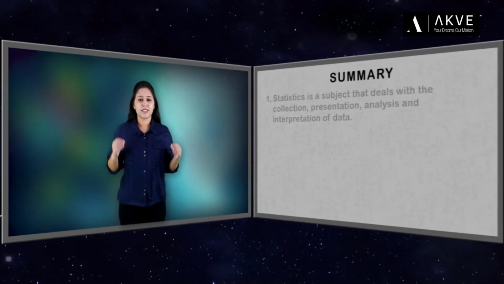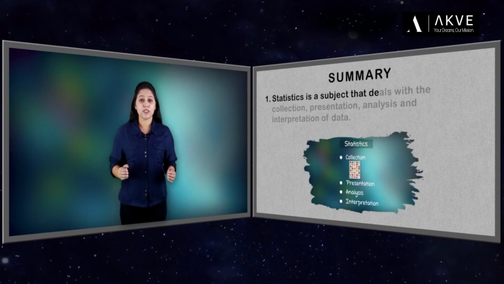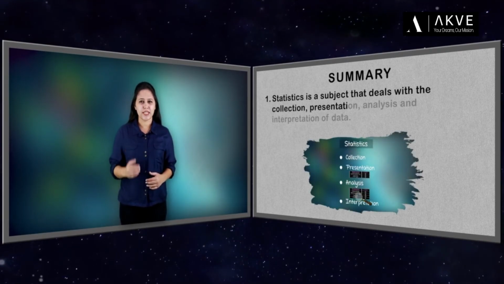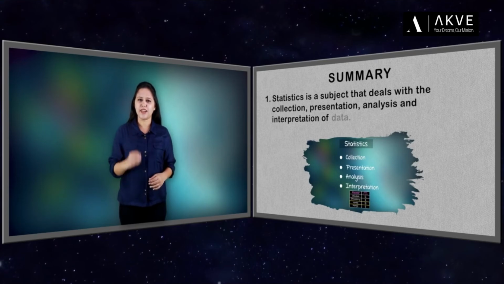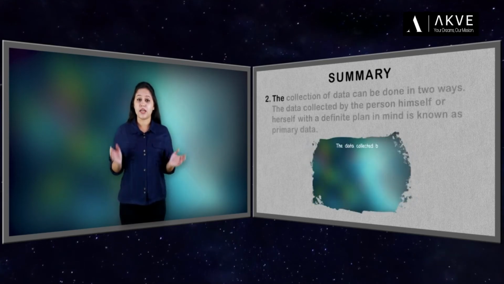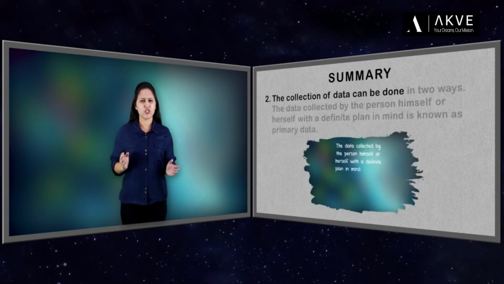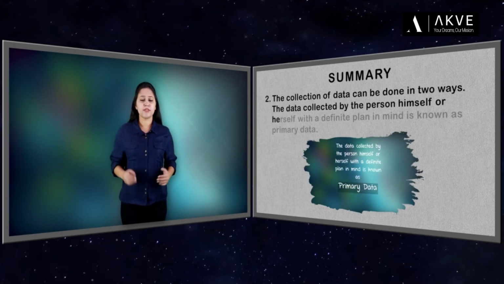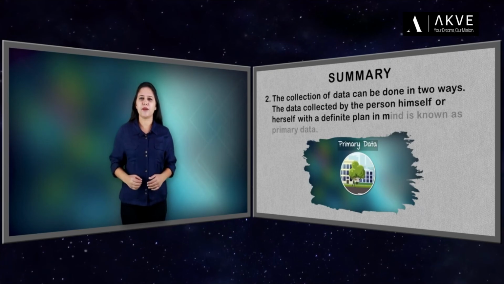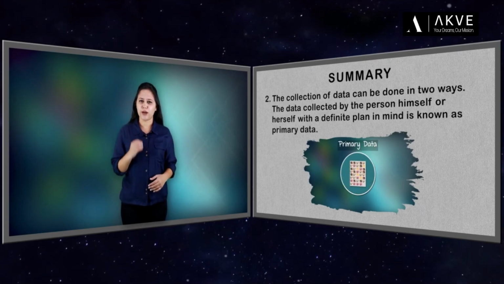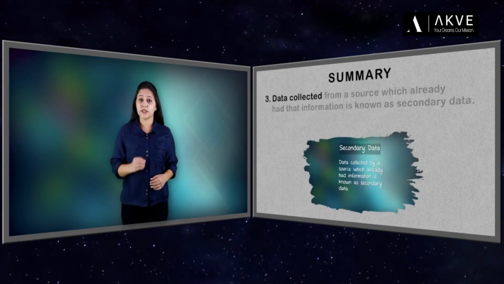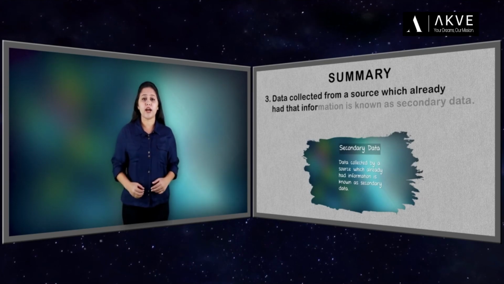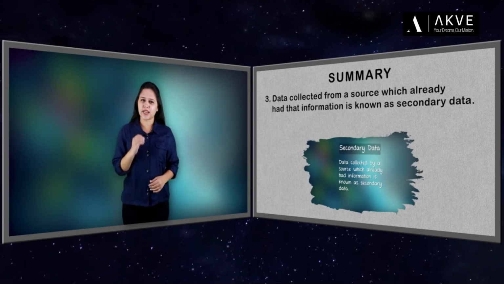Now, let's have a quick recap. Statistics is a subject that deals with collection, presentation, analysis, and interpretation of data. The collection of data can be done in two ways. The data collected by the person himself or herself with a definite plan in mind is known as primary data. Data collected from a source which already had information is known as secondary data.